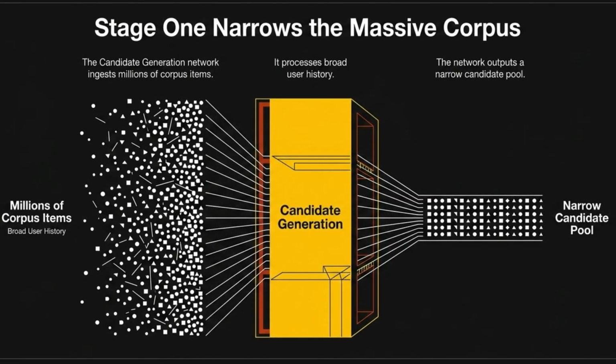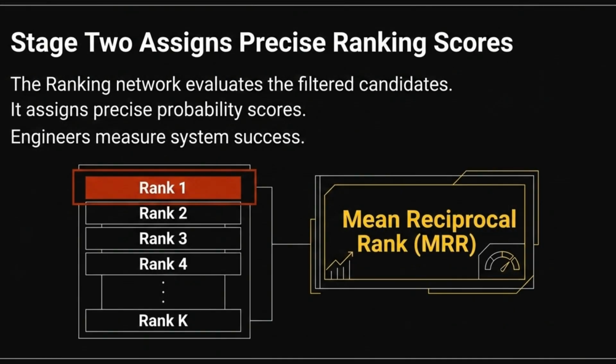In the first stage, the candidate generation network ingests the massive corpus and processes broad user history to output a narrow, manageable pool of candidates. The second stage involves a ranking network that evaluates the filtered candidates. By assigning precise probability scores, the system can determine the optimal order for recommendations.